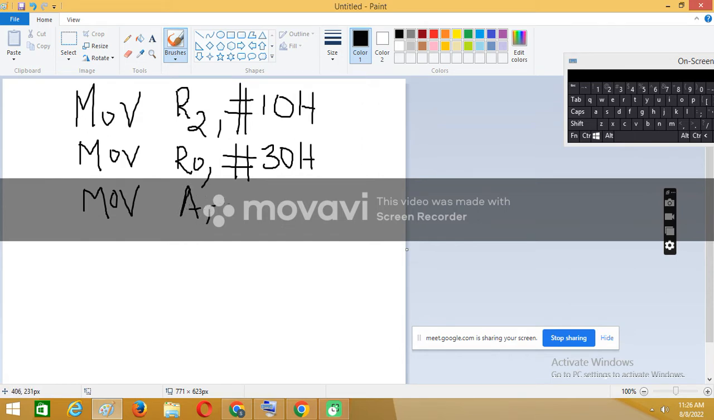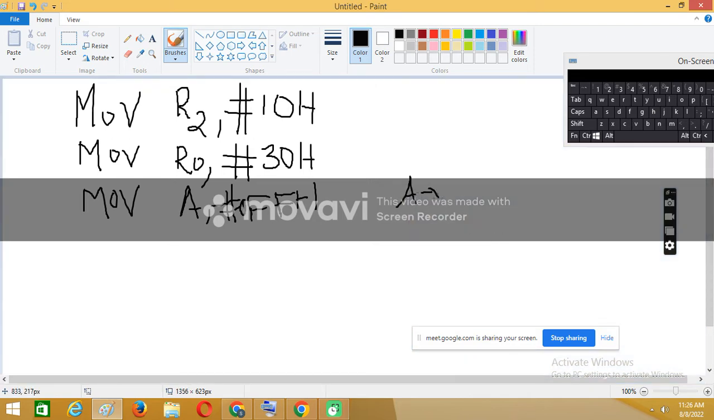So MOV A, #0FFH. When F comes, you put 0 first: if A, B, C, D, E, F comes, put 0 before that. So you are assuming that the accumulator contains the smallest. Initially FF, the largest number, you have to assume so that it will not affect your other smallest number. This is okay. Clear? Clear or not? Yes, sir.